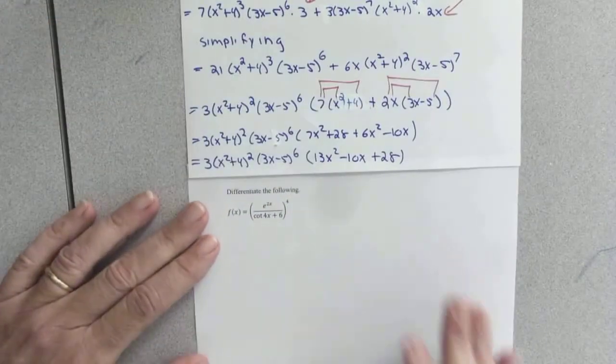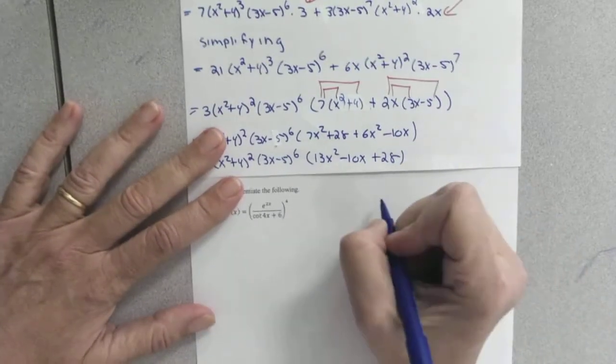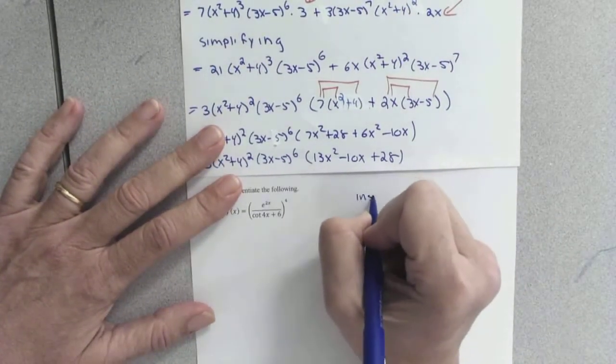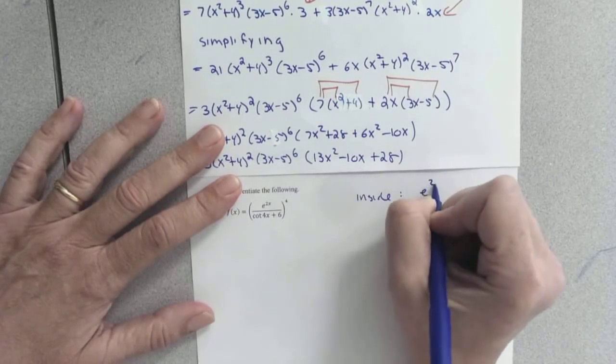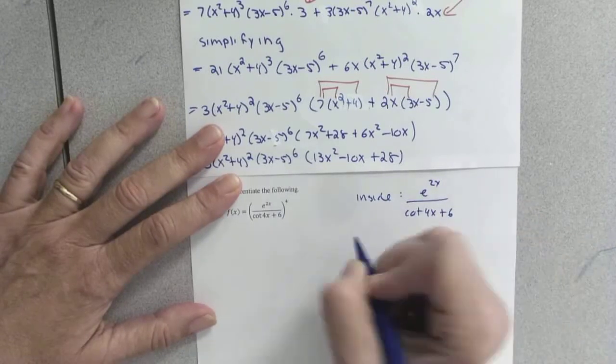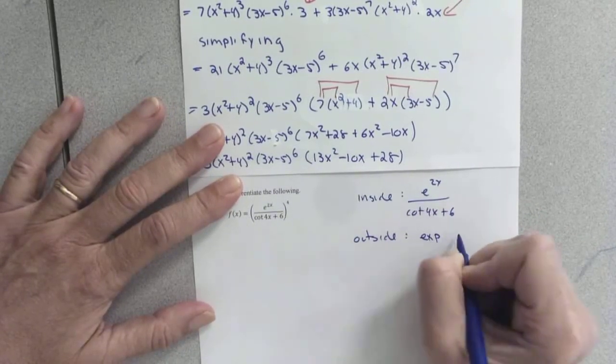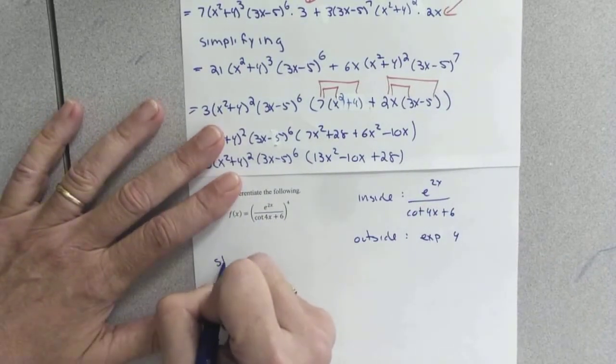Okay, another mixed rule problem. So when I look at this, I can describe the whole thing as inside and outside. So I'm going to start with the chain rule. I've got an inside of e to the 2x over cotangent 4x plus 6 and an outside of an exponent of 4.